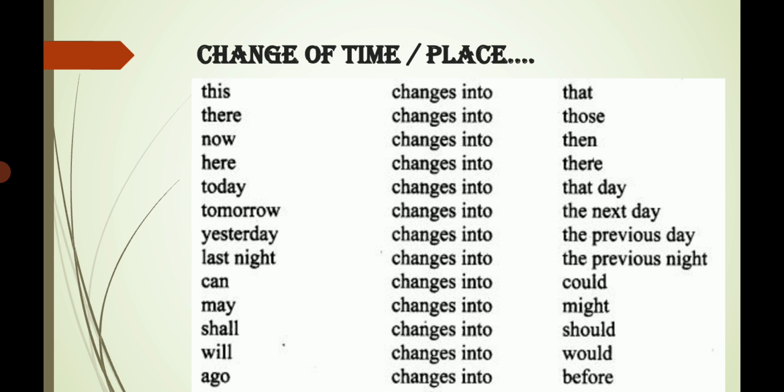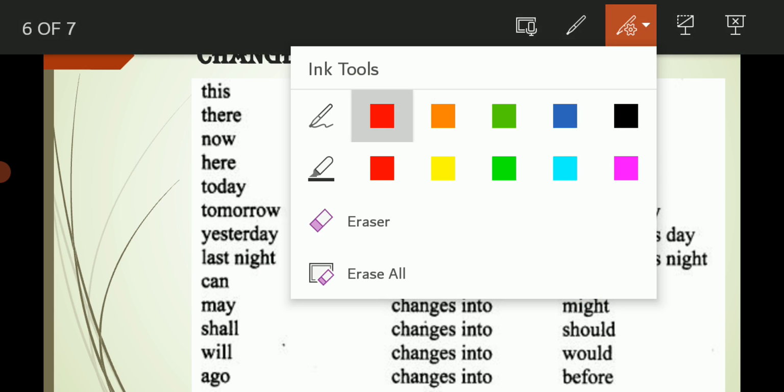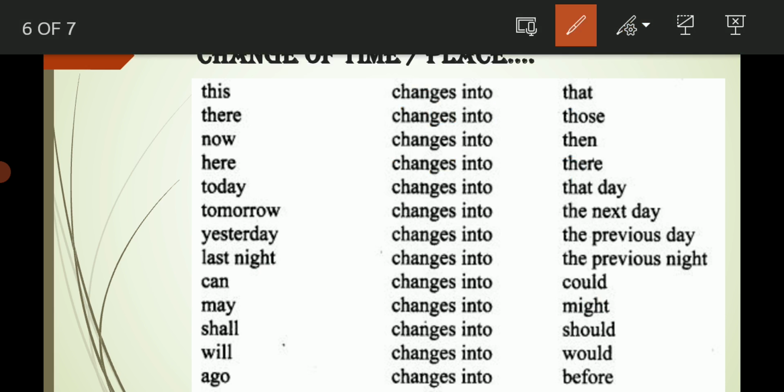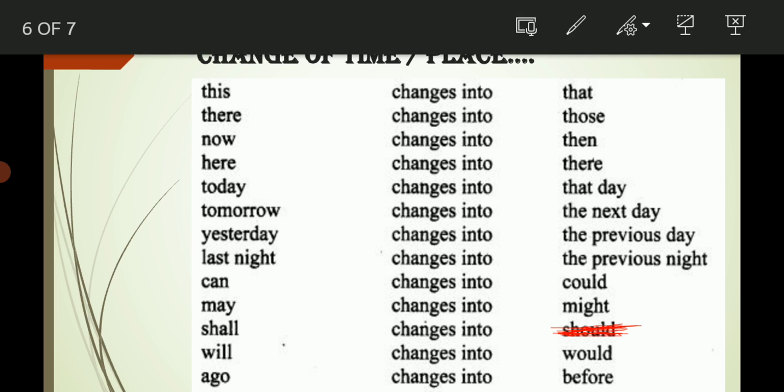And here is one mistake. Here it is written that shall will be changed into should, but it's wrong. Let me correct it for you. Shall and will both will be changed into would. Should is wrong. As I told you earlier, when shall and will come in a sentence, we have to change them only into would, in conditional. Okay, do not change shall into should, shall is also changed into would. Understood?